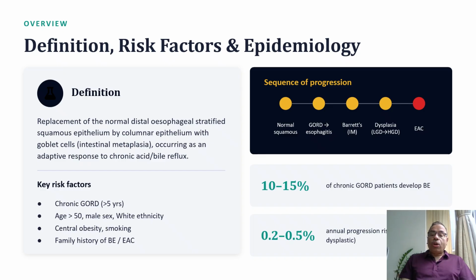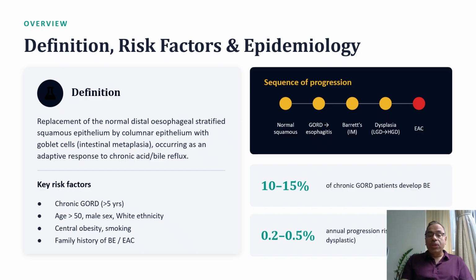The number one is chronic gastroesophageal reflux disease present for more than 5 years. That is one of the most important risk factors. Then we have the age criterion, where the patient's age is more than 50 years. Male sex, white ethnicity, central obesity, and patients who are chronic smokers are also at risk of development of Barrett's esophagus. And another important risk factor is a family history of Barrett's esophagus or esophageal adenocarcinoma, which would predispose the patient to the development of Barrett's esophagus as compared to a normal population.